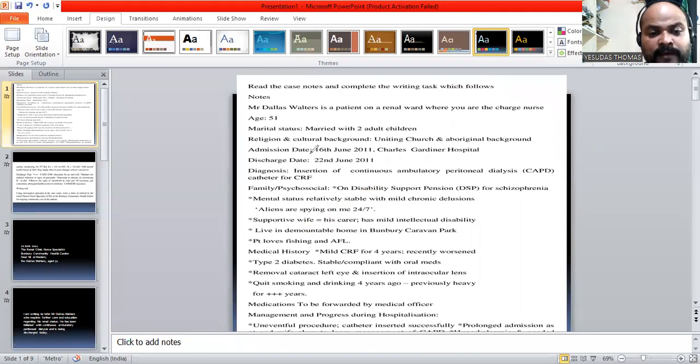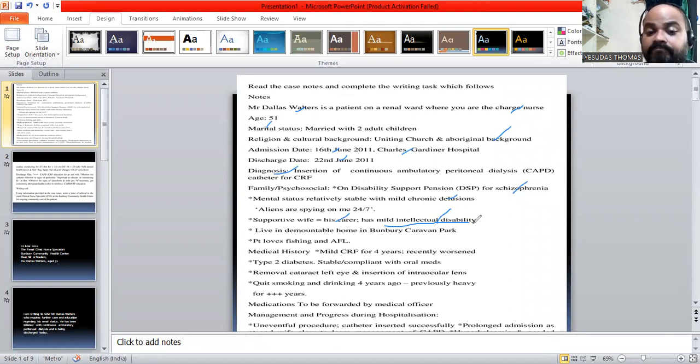We just go with the important things. You are a charge nurse, age, Aboriginal background, Charles Gardner Hospital, admission date, discharge date, diagnosis, schizophrenia, and delusions. Now we have his carer as his wife. And another thing is that his wife has a mild intellectual disability.